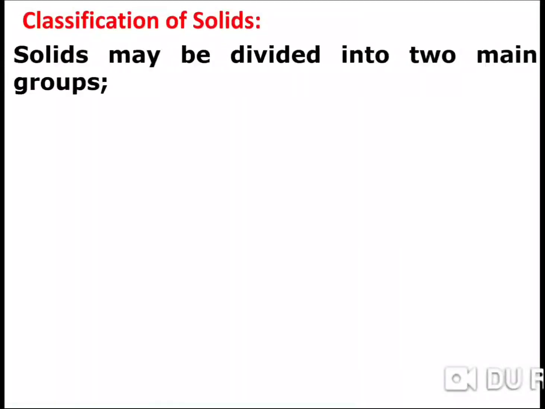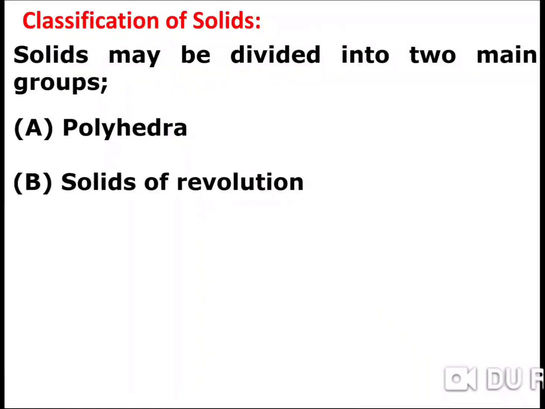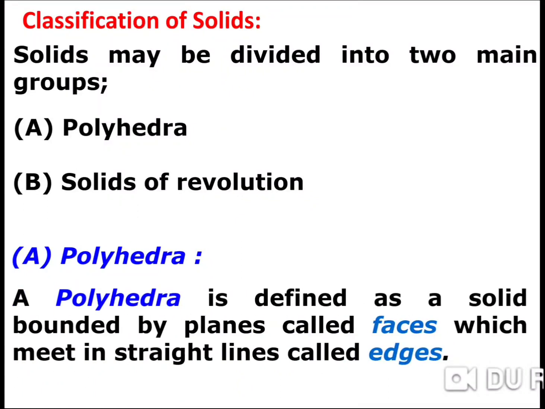Now the classification of the solids. Solids may be divided into two main groups: polyhedra and solids of revolution. Polyhedra. Now we look at the polyhedra. A polyhedron is defined as a solid bounded by planes, called faces, which meet in straight lines called edges.